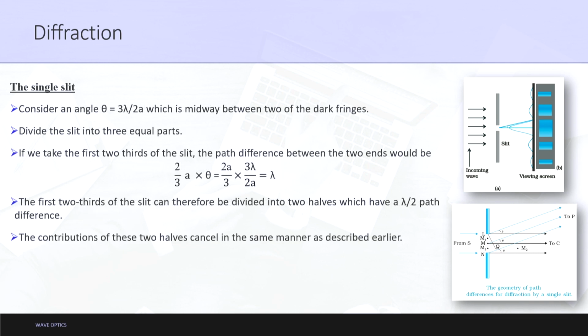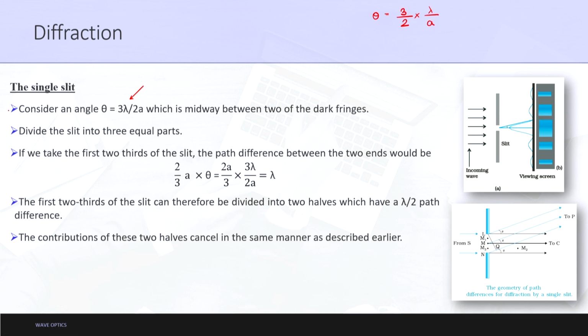For example, we are taking theta equal to 3 lambda by 2a, that is, theta equal to 3 by 2 into lambda by a, which is midway between two of the dark fringes. Quite evident, as this is a dark fringe here and this is a dark fringe here, so it lies between two of the dark fringes.